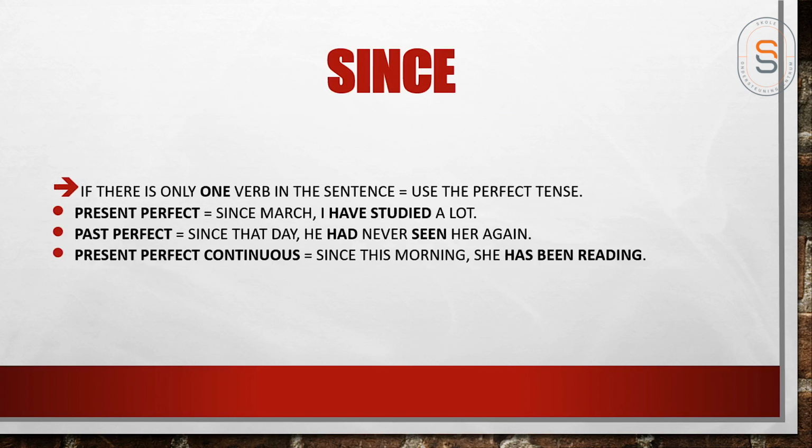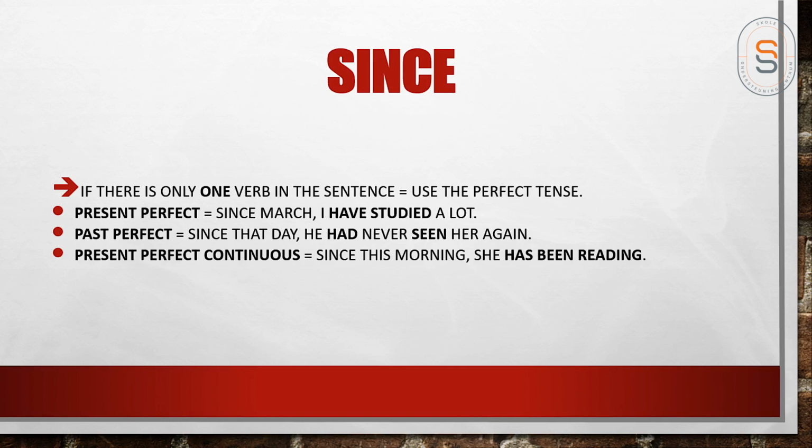Right, if we have a look at since. If there is only one verb in the sentence, you use the perfect tense. So present perfect: since March, I have studied a lot. Only one verb, have studied. Past perfect: since that day, he had never seen her again. Your verb is seen. And the present perfect continuous: since this morning, she has been reading.